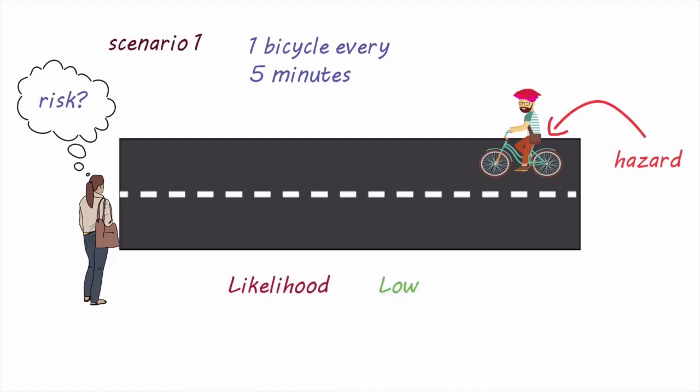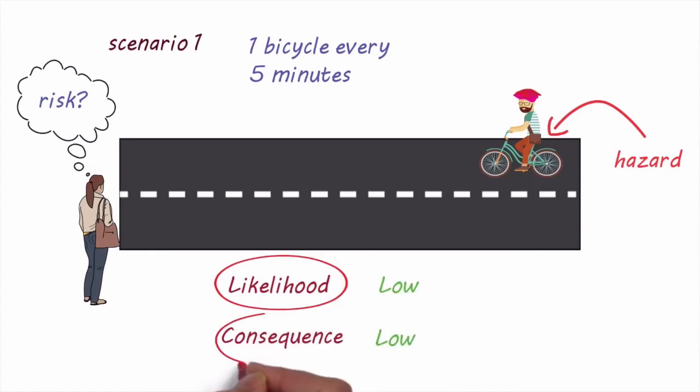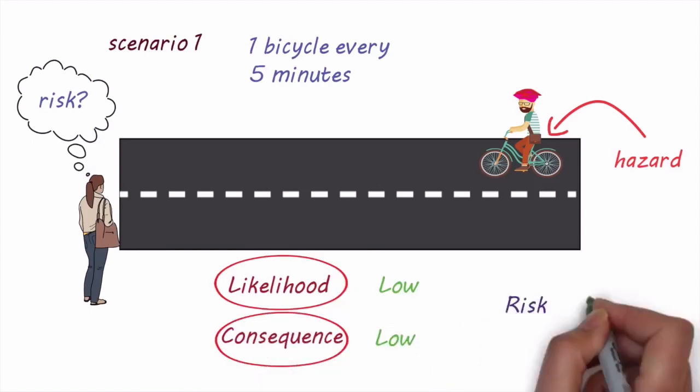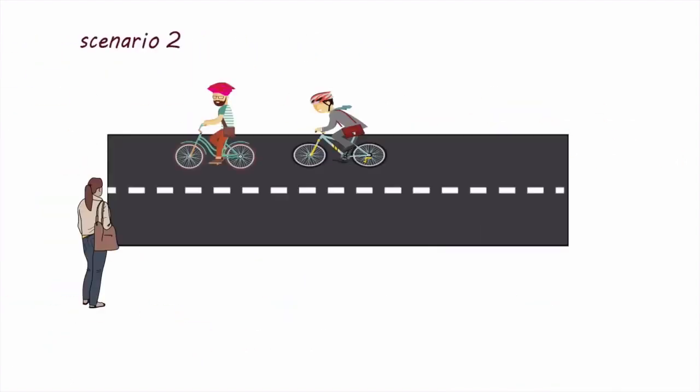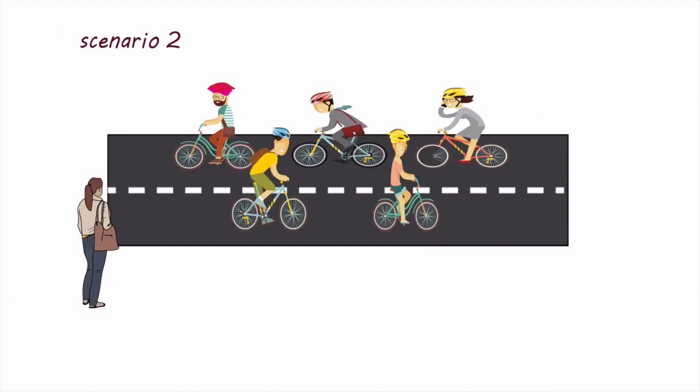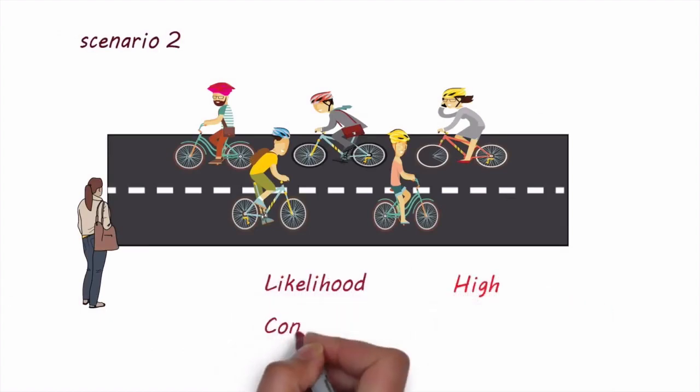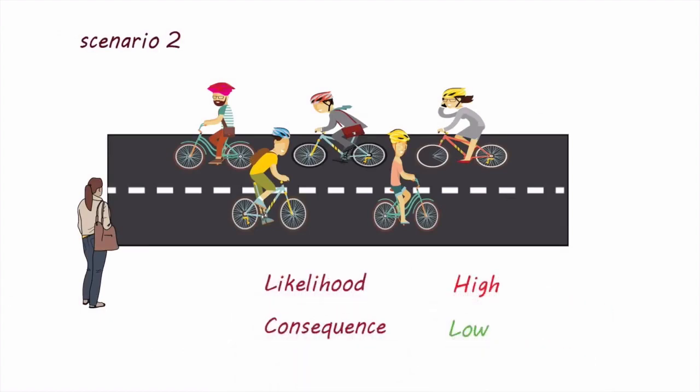Now, because bicycles don't go on that road very often, the likelihood of the bicycle crashing into you is low, right? If the bicycle does crash into you, the consequence of that would be relatively low, wouldn't it? So in this scenario, the likelihood and the consequence are both low. Therefore, the overall risk is low. Now obviously, if there are bicycles traveling more frequently, the likelihood of a crash would be higher. But the consequence, if a bicycle did crash into you, would still be low.